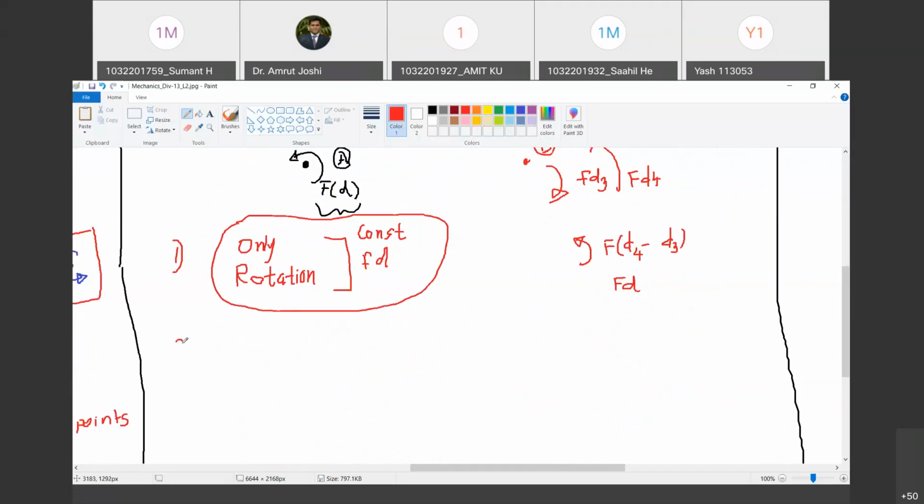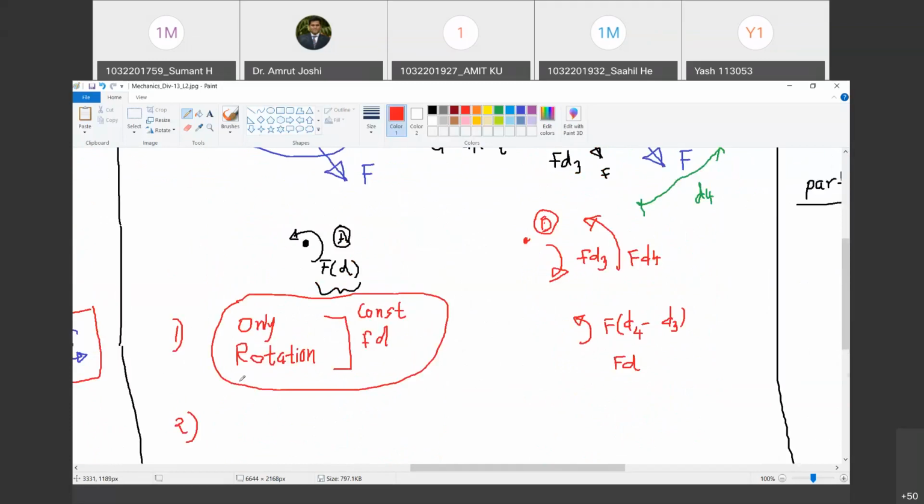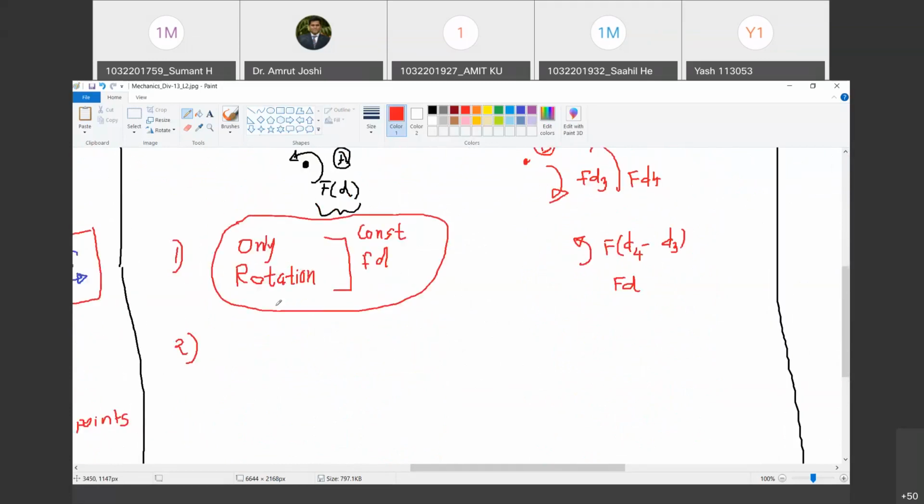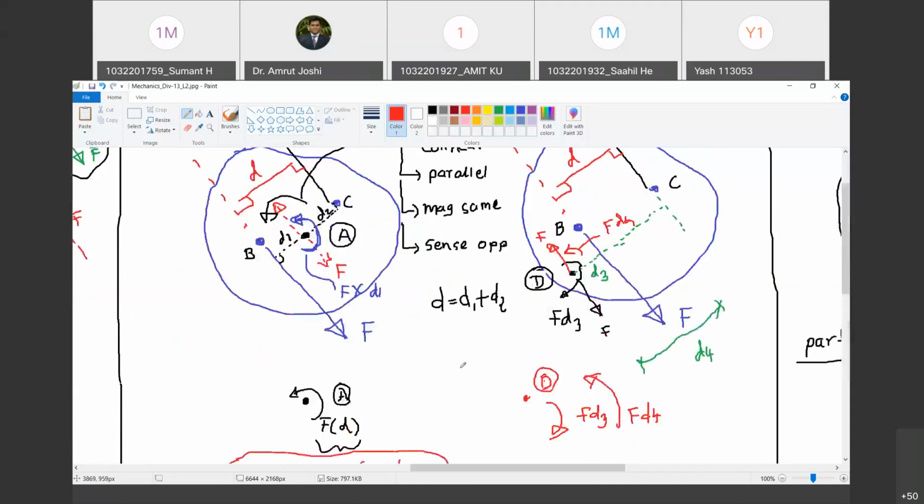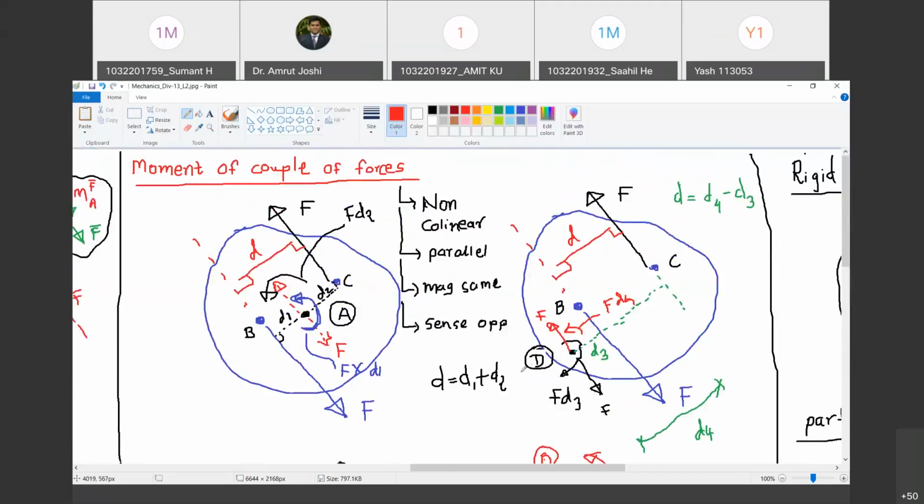Okay. Then second point, though it is mentioned here that all the points experience only rotation, I will explicitly mention that the translation is absent. This body will not translate at all. Are you with me? Yes, sir. Translation is absent. Yes, go ahead. Anybody had doubt? No, sir. Okay. Now, I have explained these remarks for moment of couple of forces.